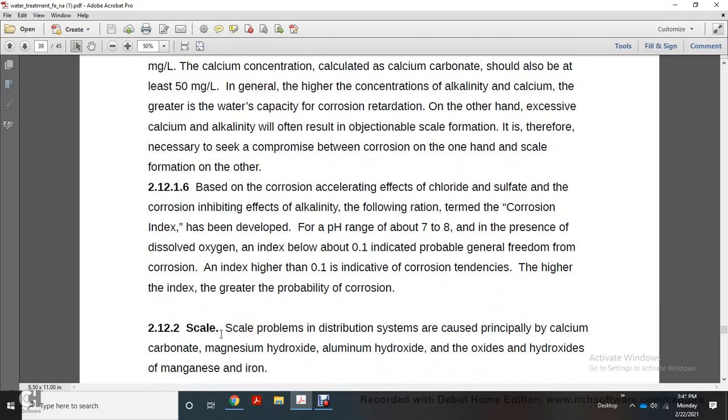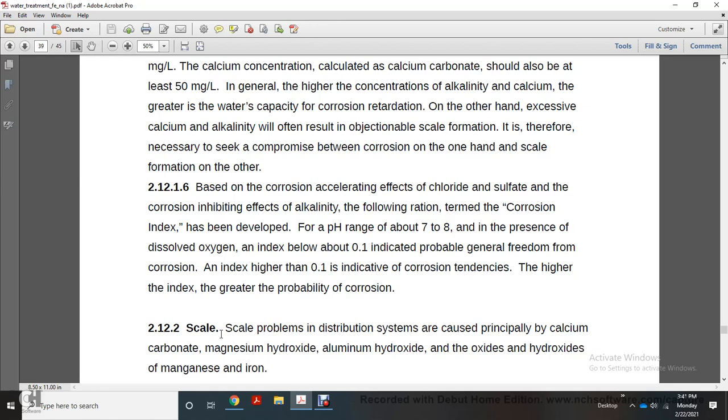The following corrosion index has been developed, based on the corrosion acceleration effect of chloride and sulfate with the corrosion inhibiting effect of alkalinity. For a pH range of 7 to 8 and the presence of dissolved oxygen, an index below 0.1 indicates probable general freedom from corrosion. An index higher than 0.1 indicates a corrosion tendency, and the higher the index, the greater the probability of corrosion.